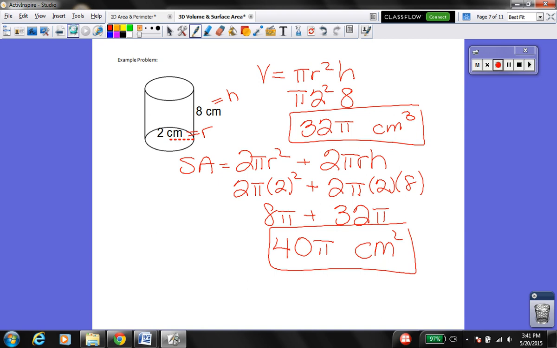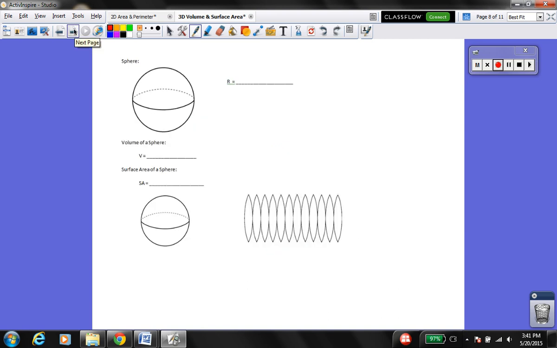Next one. Sphere. In a sphere, this is the nicest one. There's only one variable. So we have the radius. Singular variable.